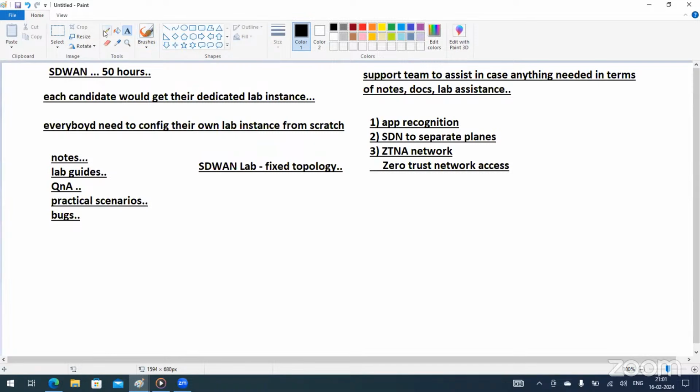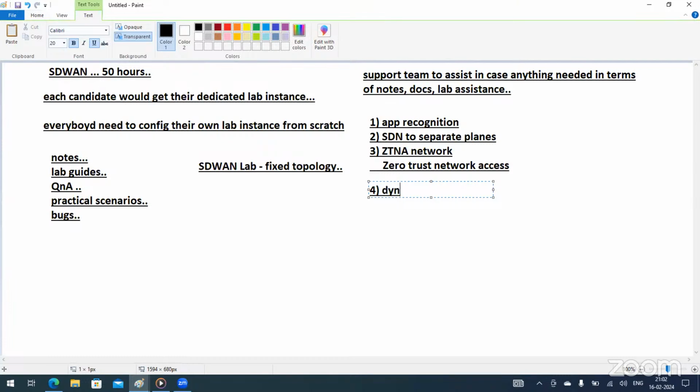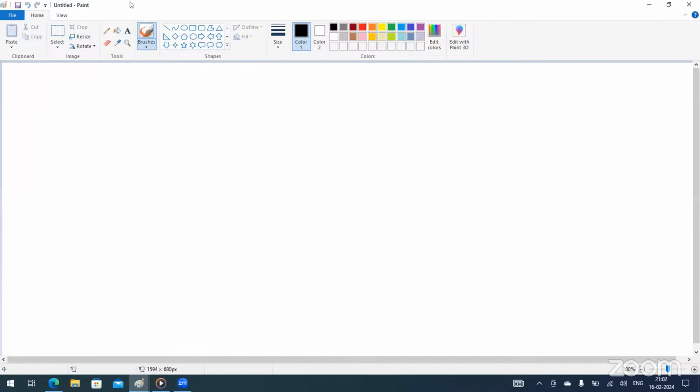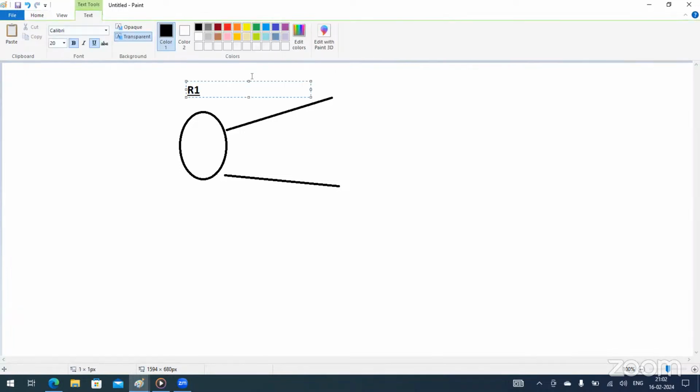Third, I said ZTNA, Zero Trust Network, right? Now, fourth, we have dynamic path selection. Now, what does that mean? So if I have a router, right, there are 2 links to go to any other site. WAN 1, WAN 2, right?